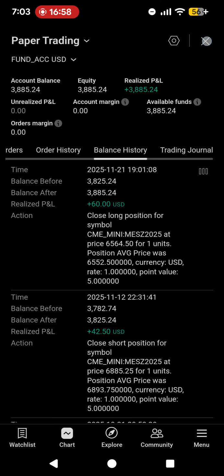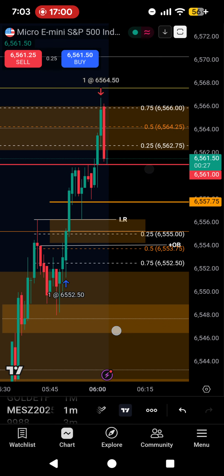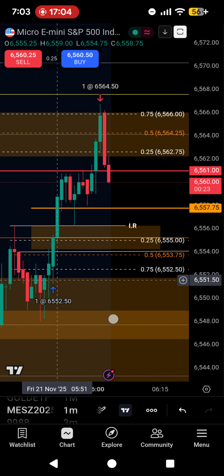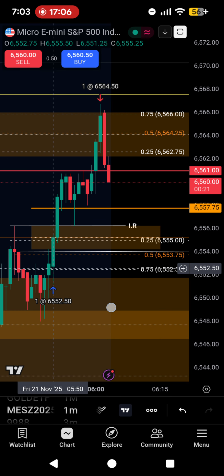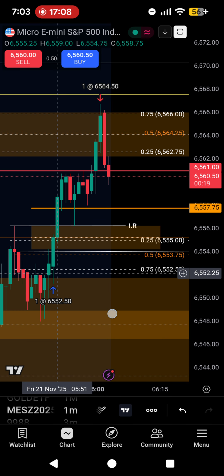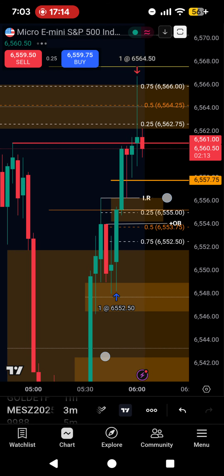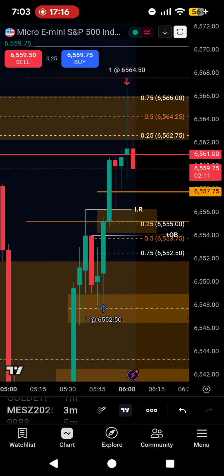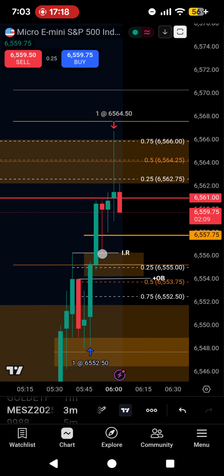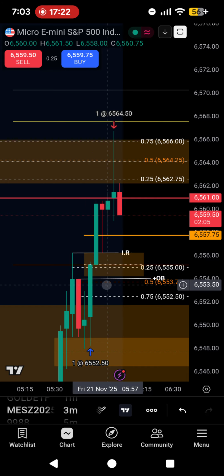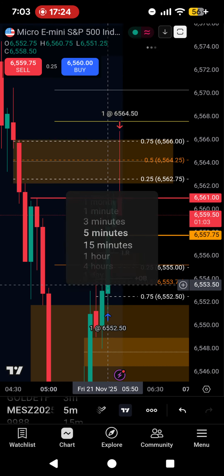$60 divided by 5, 12 points. I harvested 12 points from this entry here. 6552.5. Okay, so I entered on this 15-minute inversion fair value gap. And there we go. Immediate rebalance. Why did I draw this immediate rebalance? And why did I expect this 5-minute fair value gap not to be filled?